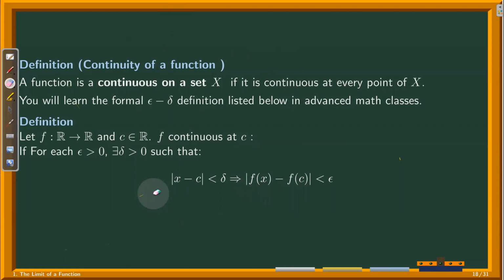So to use this limit practically in other courses, you don't need the epsilon delta. But if you are interested, you can ask me to do it in office hours.